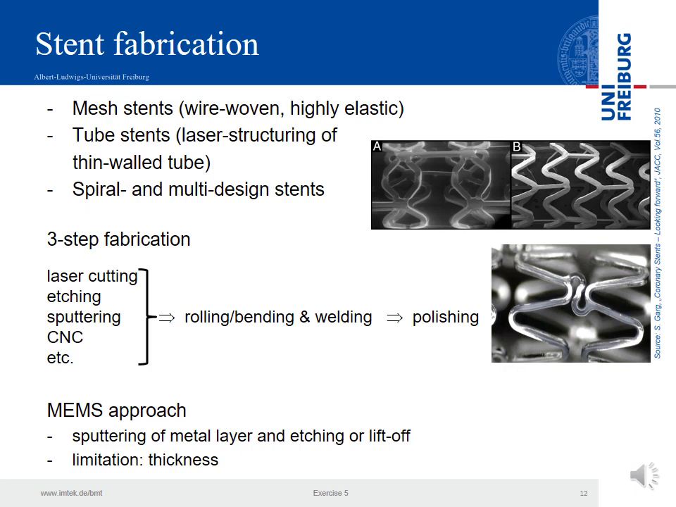So how do you manufacture stents? It's mainly done by laser structuring. There are wire woven ones, there's mesh stents, but most of them are, to my knowledge, tube stents. That means you take a tube, you take a laser and structure the tube according to your design and get spiral and multi-design stents as shown here, having zigzag lines, having interconnections or S-shaped bandings, and if you go with a balloon inside and expand the balloon, either the connections will break and or the zigzag lines will expand, so that you end up in an expanded stent.